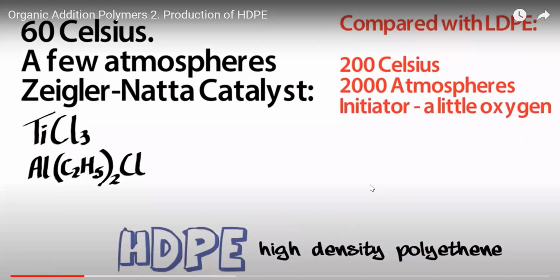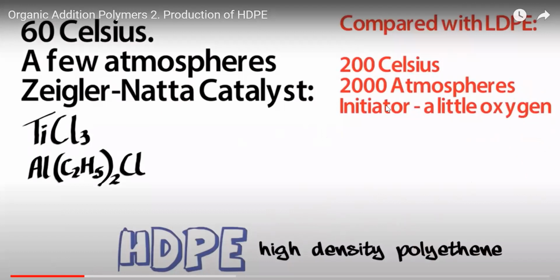So later we'll look at the difference between the HDPE and the LDPE in terms of structure, and we can even now think about which one would have the highly branched structure, and which one would have the linear structure of polyethylene.